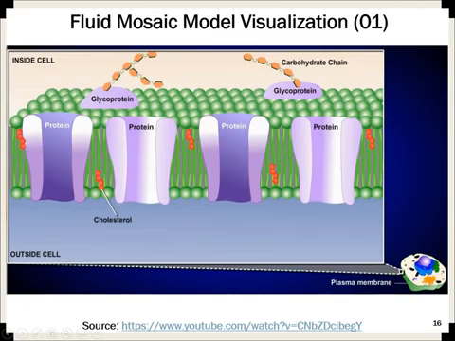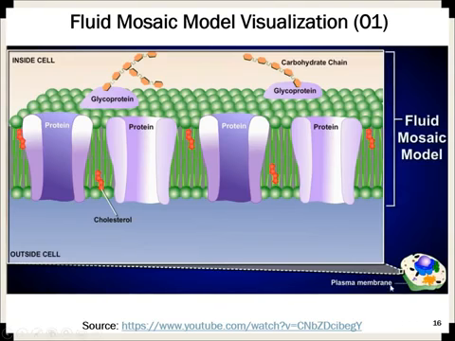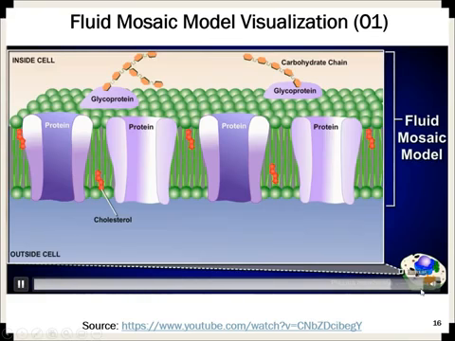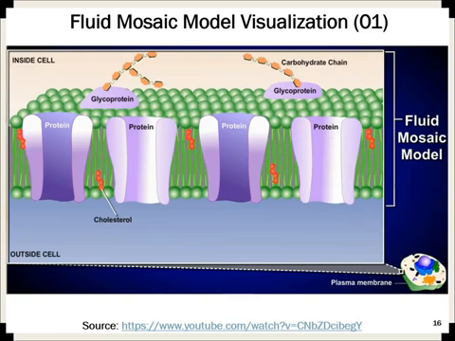Cholesterol lends support to the membrane and regulates fluidity, giving the membrane the general consistency of olive oil. The phospholipids, proteins, glycoproteins, and cholesterol are all present in the membrane as a flexible pattern, commonly referred to as the fluid mosaic model. Together, these components of the cell membrane allow the cell to interact with its external environment.